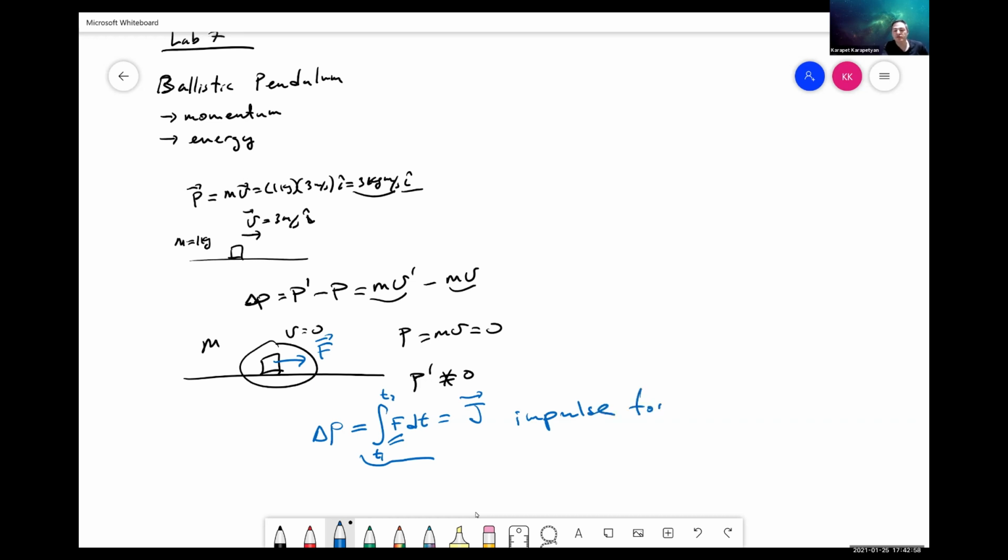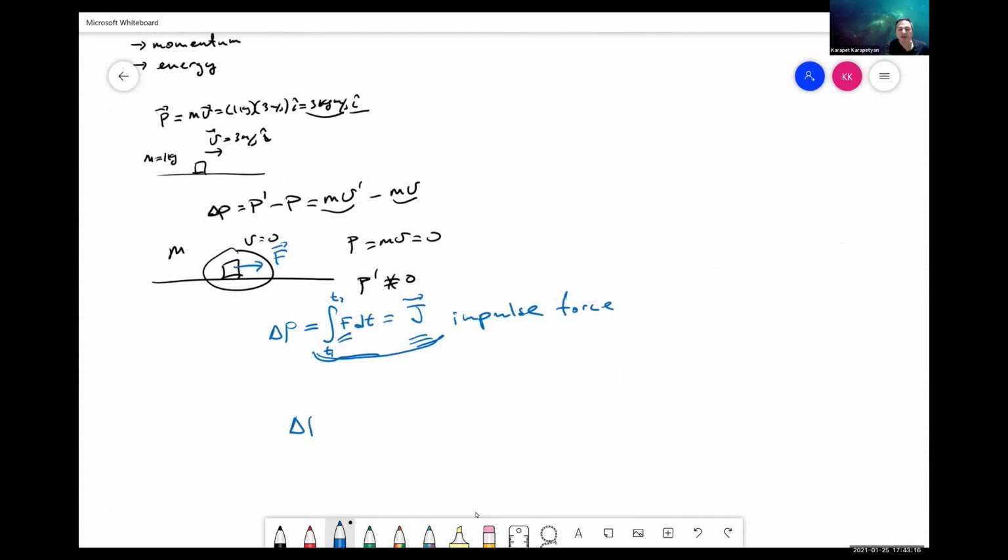So we call it impulse force. Technically J is not a force. When we call it impulse force, we're basically saying there's a force acting on an object during some short period of time. That's why you can see J is, in a way, the integral of F dt rather than just F. So there's a delta P, which is equal to the impulse. You can say then there's an impulse force acting on the object, then there's a change in momentum, where J itself is the integral of F dt, going from T1 to T2. Any questions?